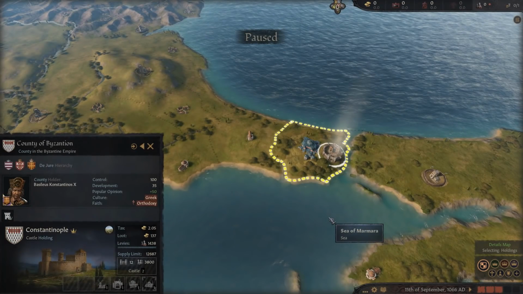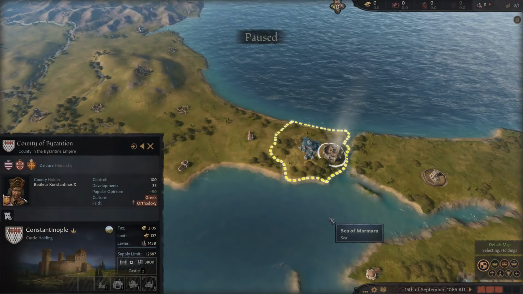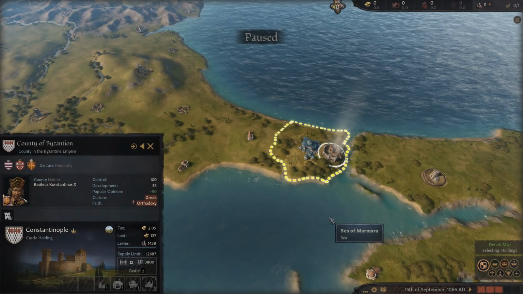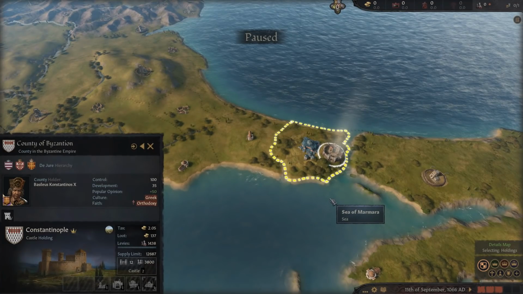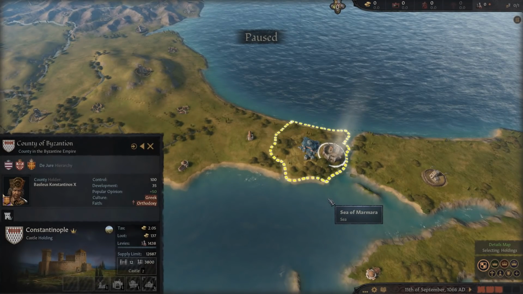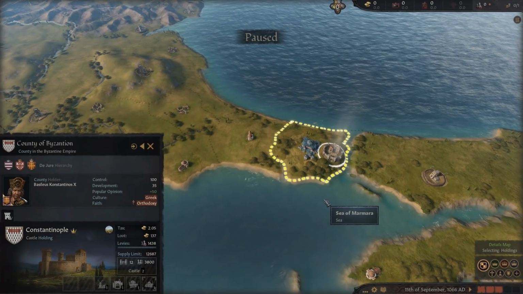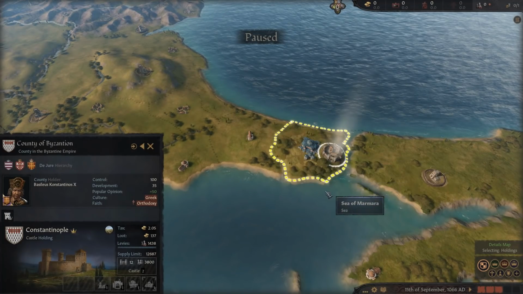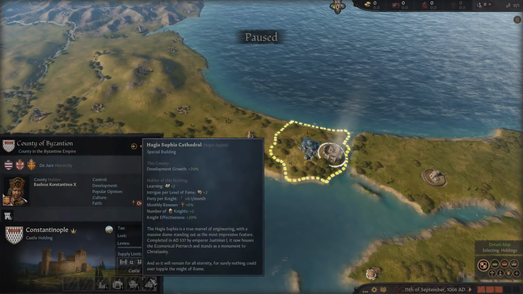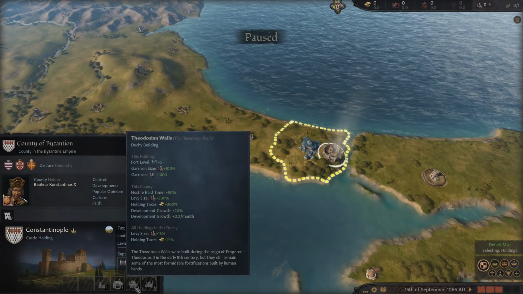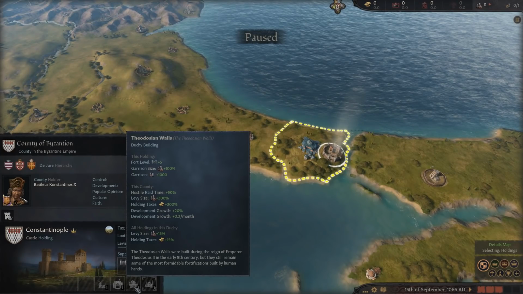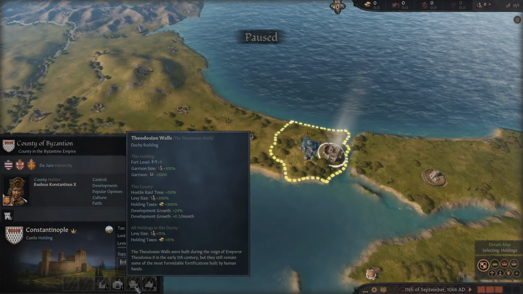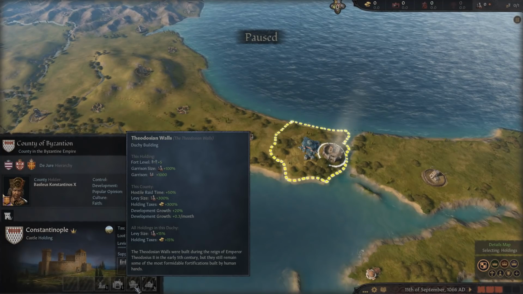Now we are in Constantinople, one of the most important, strategic, and powerful, honestly, baronies, holdings, period, in counties in all of CK3. And we're going to talk about one of the two key buildings in here now. The other one we're going to talk about in a minute. We're going to talk about the Theodosian Walls, which were built during the reign of Emperor Theodosius II in the early 5th century, but they still remain some of the most formidable fortifications built by humans.